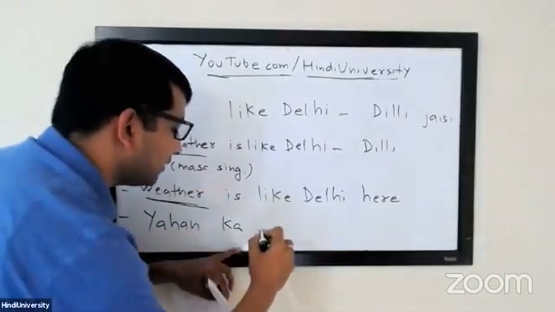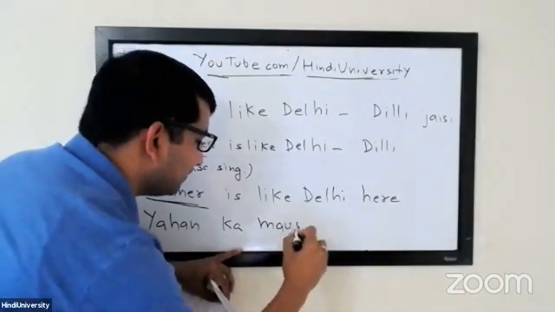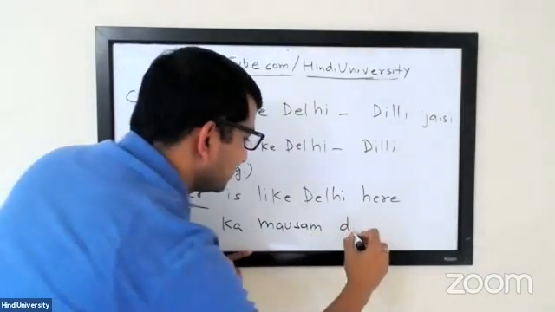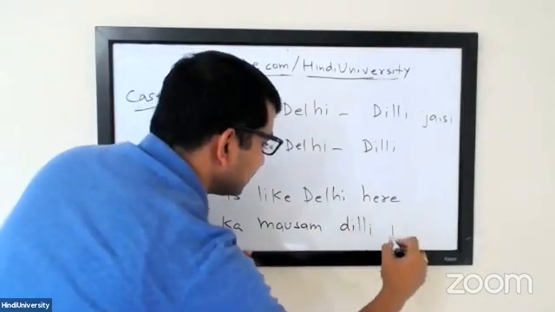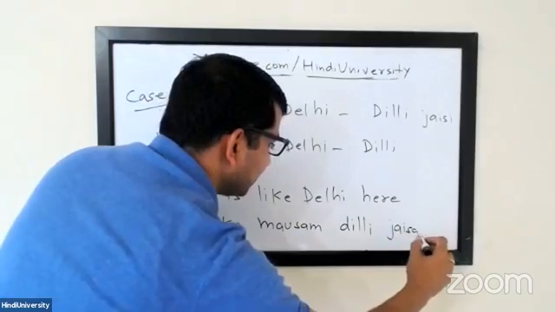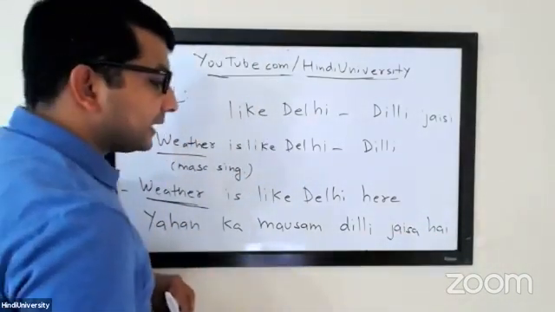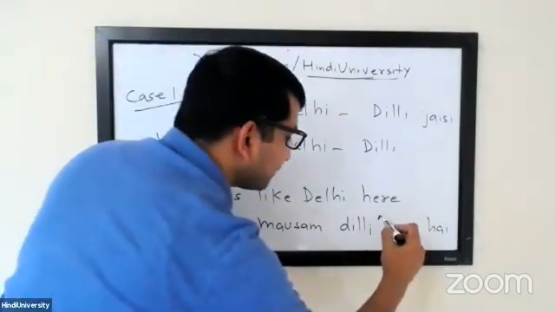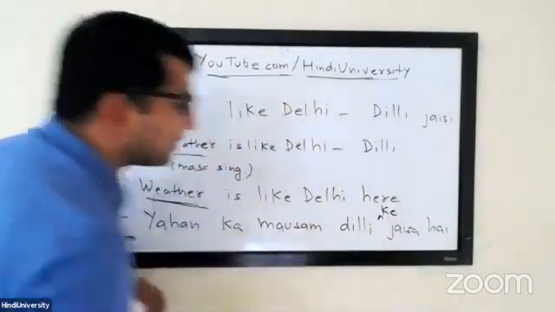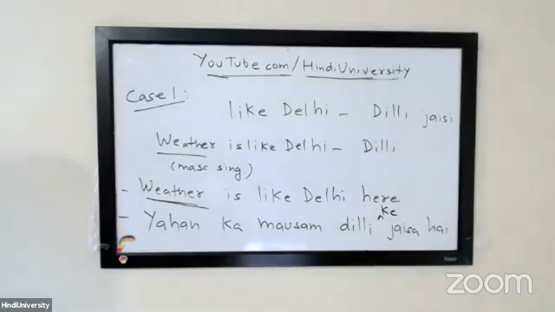यहाँ मौसम यहाँ दिल्ली जैसा है. Very good. यहाँ का मौसम दिल्ली जैसा है. Okay, दिल्ली के, sometimes you will see people writing दिल्ली के जैसा है as well. यहाँ का मौसम दिल्ली के जैसा है.